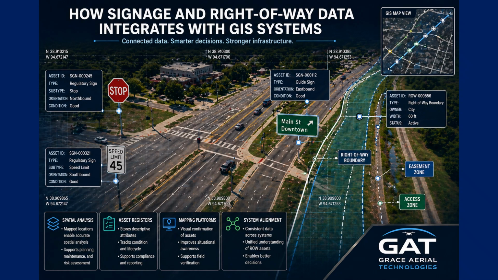Asset registers store descriptive attributes and lifecycle information. And mapping platforms provide visual confirmation and situational awareness. So aligning all of these systems ensures a consistent understanding of the ROW assets.